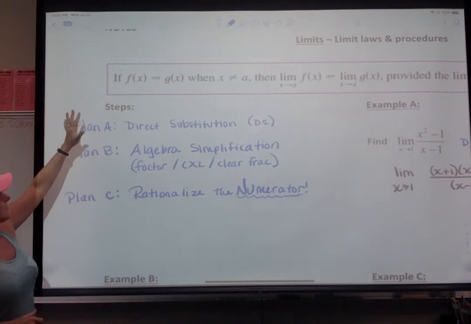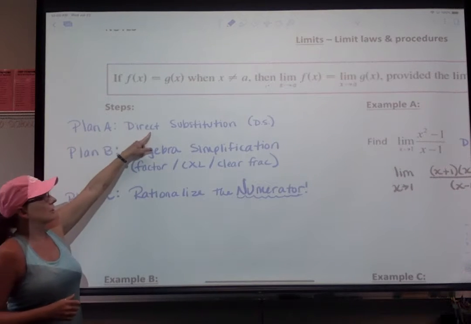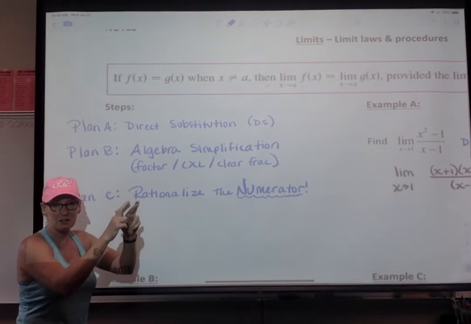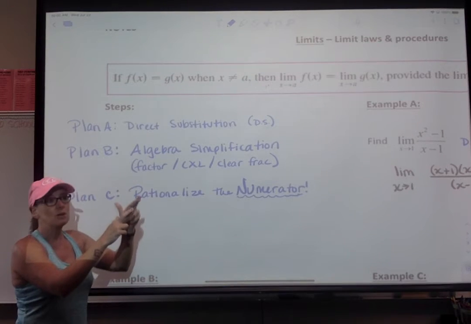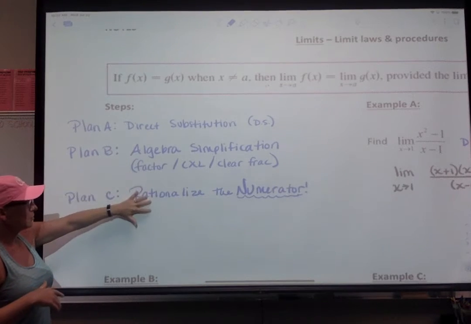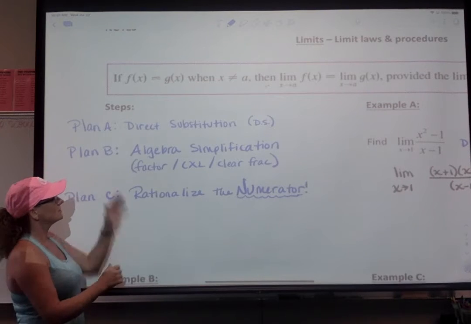So these are the steps that we're going to take to evaluate a limit. Plan A, we're going to try direct substitution. We're going to take that number, substitute it in, cross our fingers, and hope that we don't blow up. Most of the time we will. So then we go on to Plan B and we go on to Plan C. Pause the video for a moment and copy those steps on your paper.